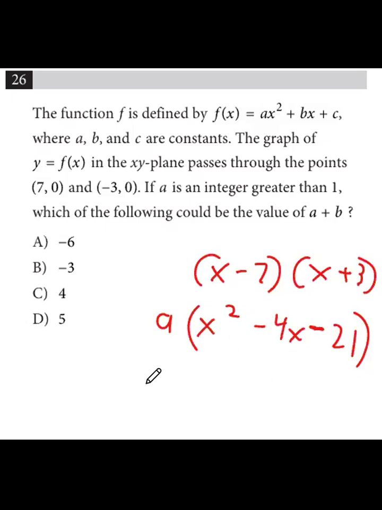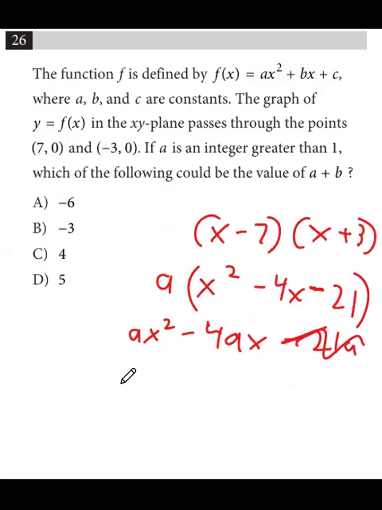So we can multiply this out to get ax squared minus 4ax minus 21a. This term doesn't even matter. And so now simplify. So we know that in a quadratic formula, we have ax squared plus bx plus c. So we know that this is just a, and then b is equal to negative 4a. So we have negative 4a, and c doesn't matter.